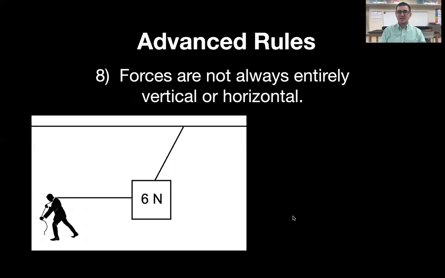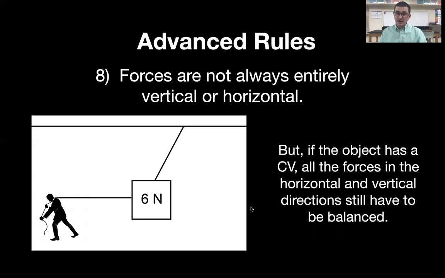Rule number 8 is that forces are not always entirely vertical or horizontal. For example, let's say again that this box is stationary, has a force of gravity of 6 newtons down, and then a person is pulling it to the left and gets it to the place where it's stationary and stops. That means that this force, tension in the rope right here, is going to be partially up and partially to the right. I'm curious how you draw that in your force diagram to allow for us to still have balanced forces in this situation as well.